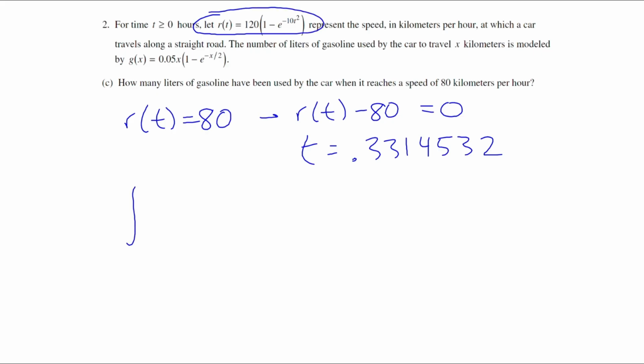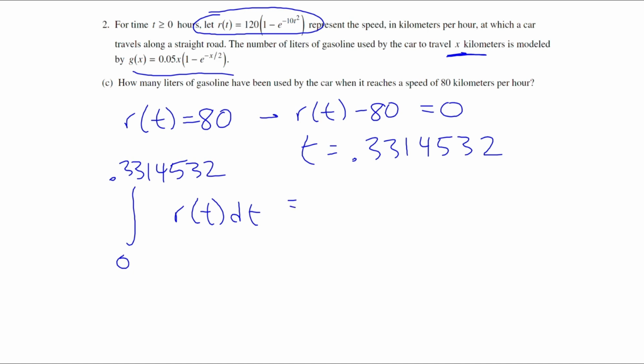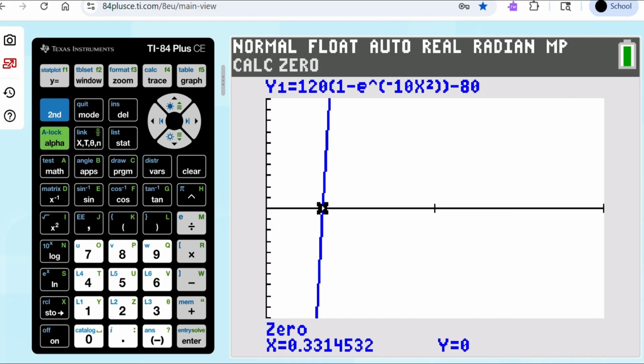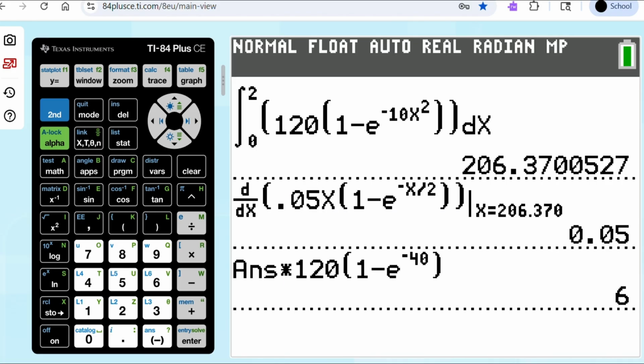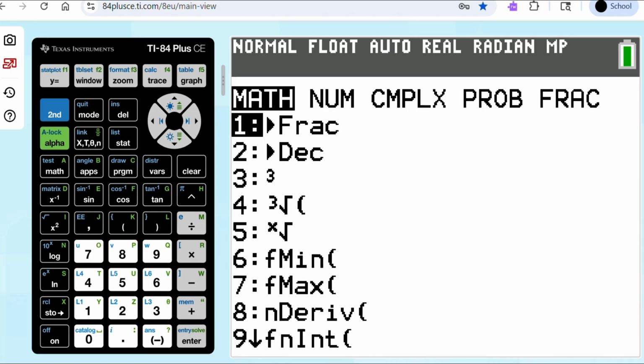So we're going to integrate from 0 to 0.3314532, our r of t function. That's going to tell us the number of kilometers it's traveled, and then once we have that value, that's our x that we can plug into g of x to find our final answer. So we're going to do math on our calculator. We're going to go out of there. We're going to hit math by hitting second quit. Math, option number 9 again.